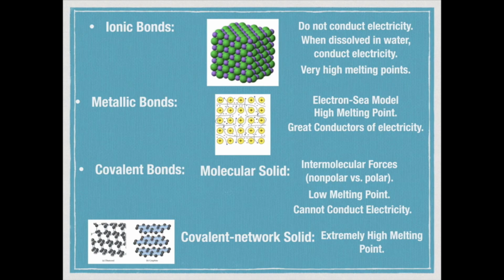So if we're comparing melting points, covalent network solid has the highest, followed by ionic, followed by metallic, and then followed by covalent. As far as conducting electricity, metallic is the one that conducts electricity as a solid. Ionic will if it's dissolved, but the other two will not.